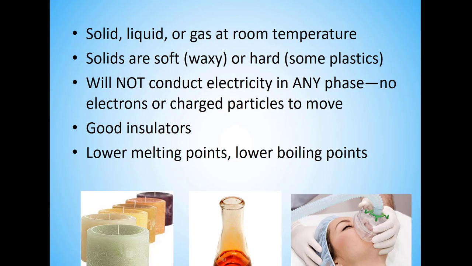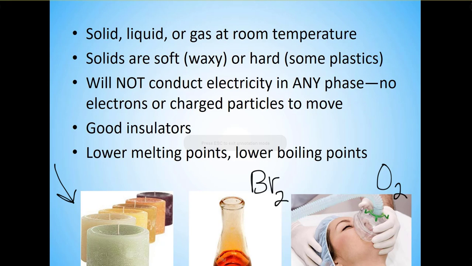Characteristics of covalently bonded substances: we see that they are solid, liquid, or gas at room temperature. Down here, there's a picture where I have a solid. This is a waxy candle. This liquid right here is bromine. And right here, this is the gas oxygen. So at room temperature, covalent substances can be in any phase. The solids can be soft and waxy like this candle, or plastics are covalently bonded. And some plastics are quite soft and some are quite hard, but they are covalently bonded.